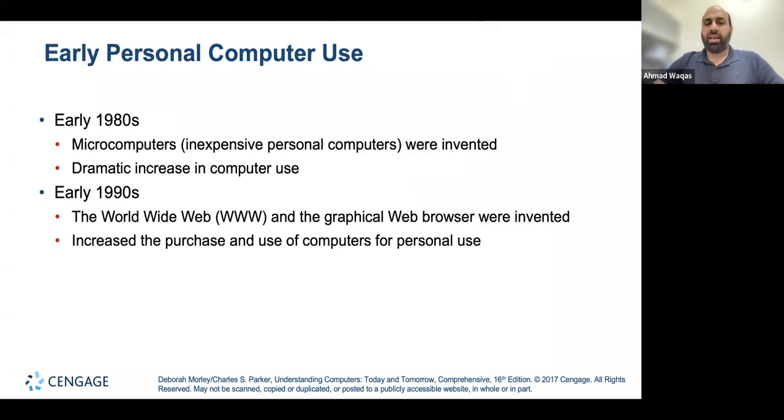But after the early 1980s, microcomputers were invented. We call them personal computers, or inexpensive computers. With the invention of personal computers, computers became inexpensive, and we can see a dramatic increase in computer use. And in the early 1990s, that was actually another milestone. The World Wide Web was introduced, and the graphical web browser was invented.